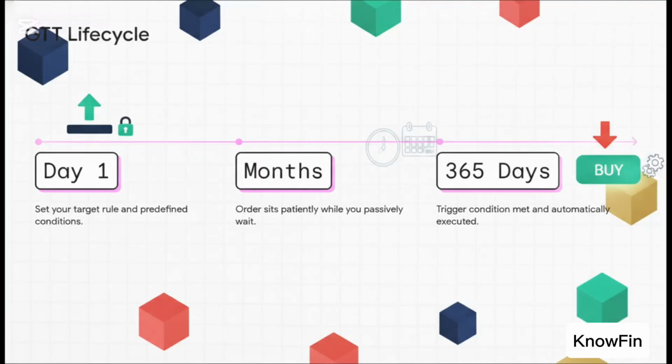Let's look at the timeline. On day 1, you set your target rule. Let's say you want to buy a specific stock, but only if it drops another 10%. For weeks, or maybe even months, that order just sits patiently on your broker platform. You are passively waiting, just living your life. For up to 365 days on many platforms, it stays completely valid. Finally, maybe months later, the trigger condition is met and the broker automatically places your limit order without a single bit of human intervention. You literally set it once, wait, and it triggers later.